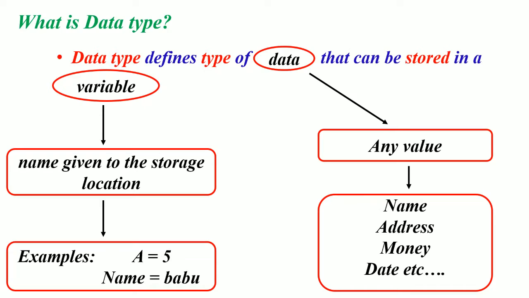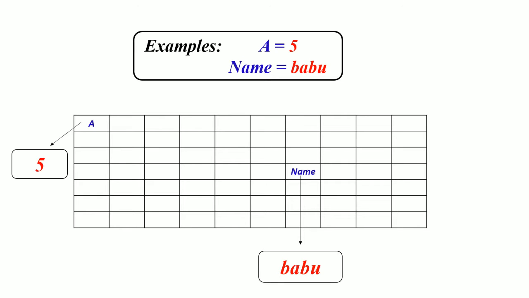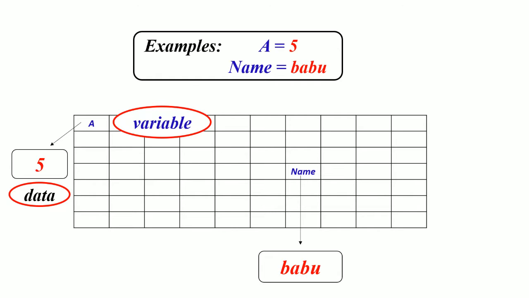Let us see an example. A equal to 5 and name equal to Babu. A equal to 5. Here 5 is the data and A is the name of the variable. The location where the value 5 is stored is called a variable. So A is a variable and 5 is data.